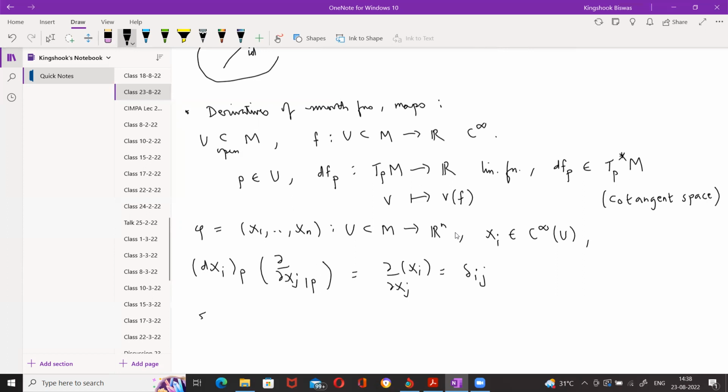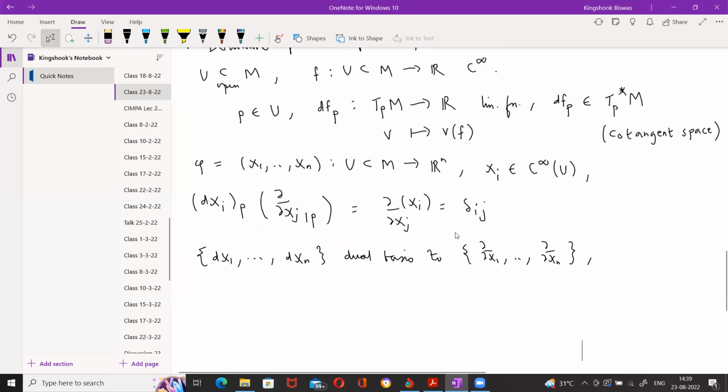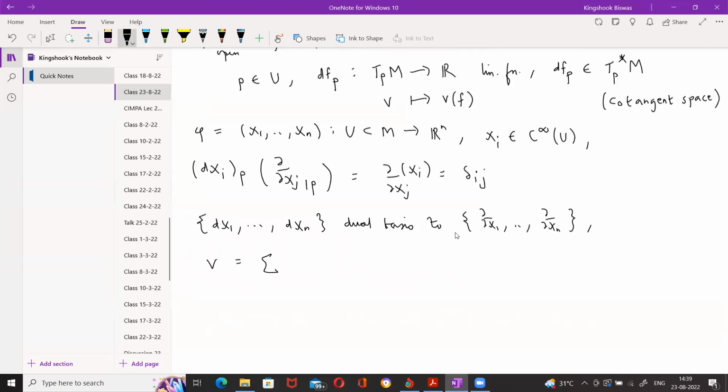So what does that mean? That means that dx1, ..., dxn at P is the dual basis to the basis del/del x1, ..., del/del xn. So if I take any vector V equal to the sum of ai del/del xi, then the coefficients ai are nothing but the elements of the dual basis acting on V. Okay, let me stop here. We've got less than a minute. We'll start another meeting.